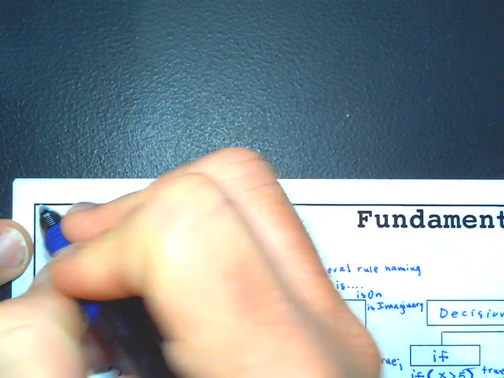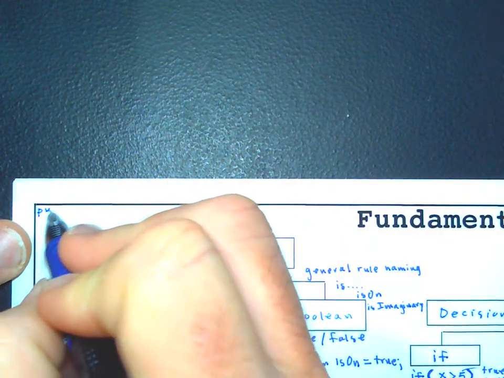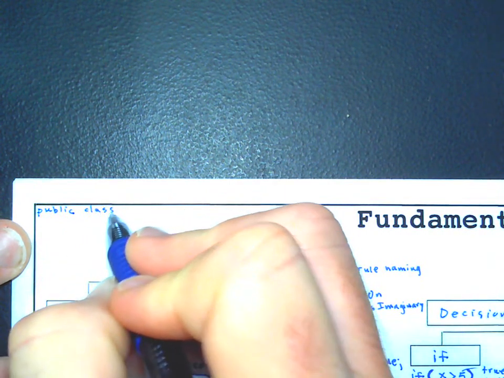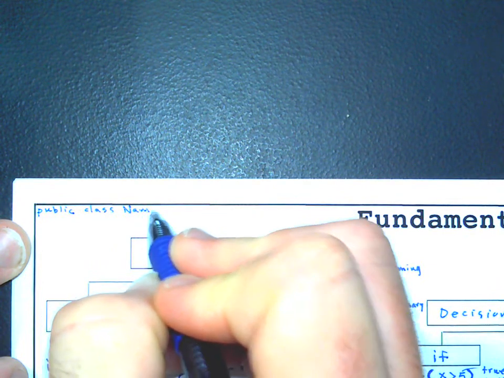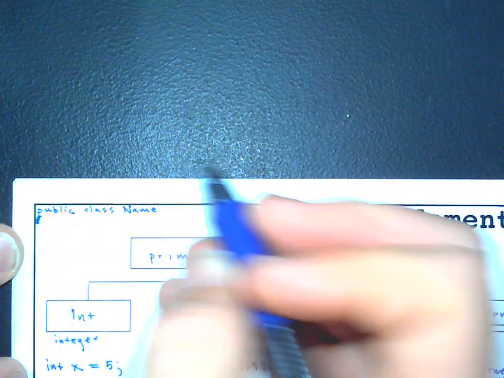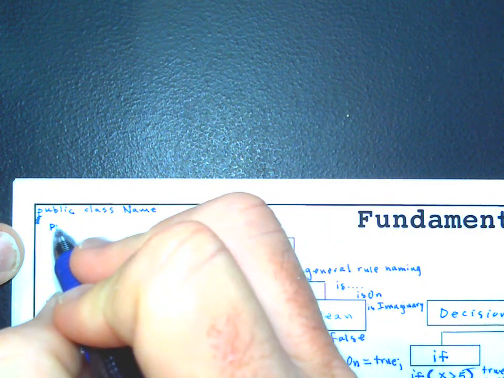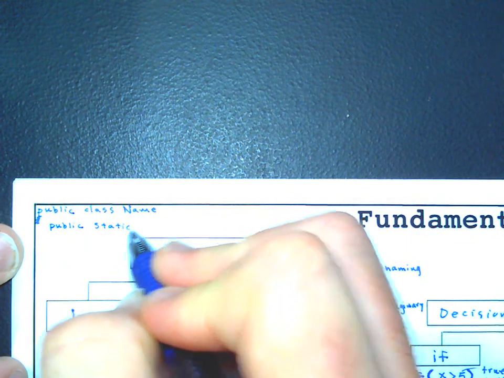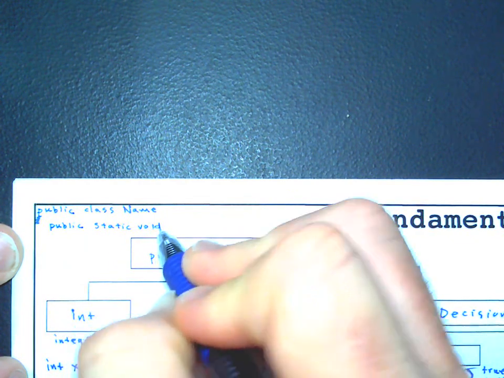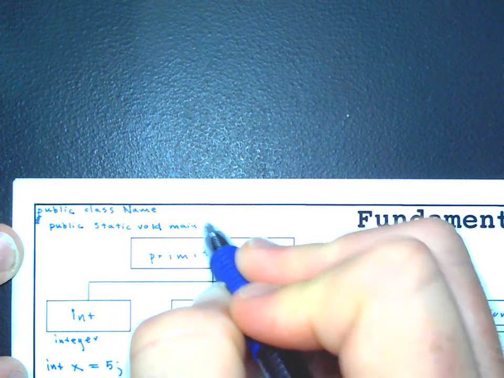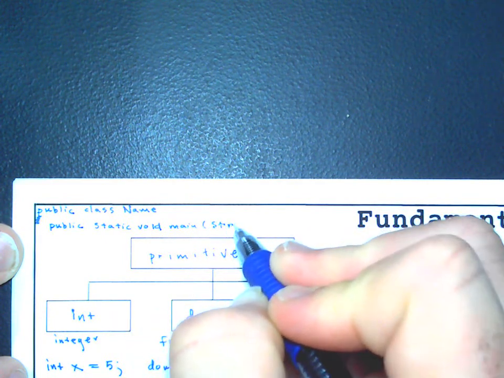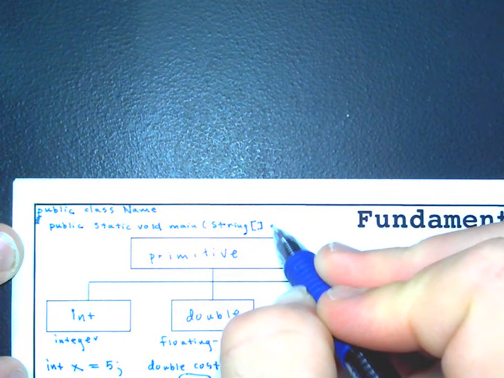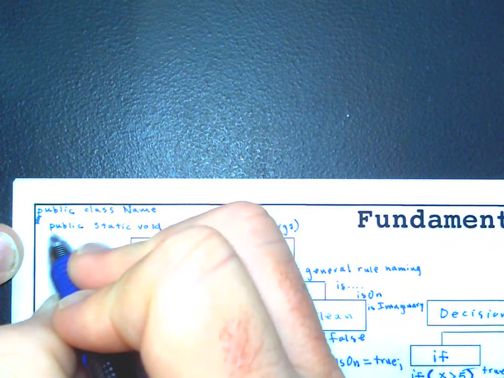So we do public. I'm going to leave some room here. Public class. And then you use whatever name it has, starting with a capital letter. And then you have your curly braces. And then you tab in and you say public static void main, parentheses, String with a capital S, empty brackets, args, right?